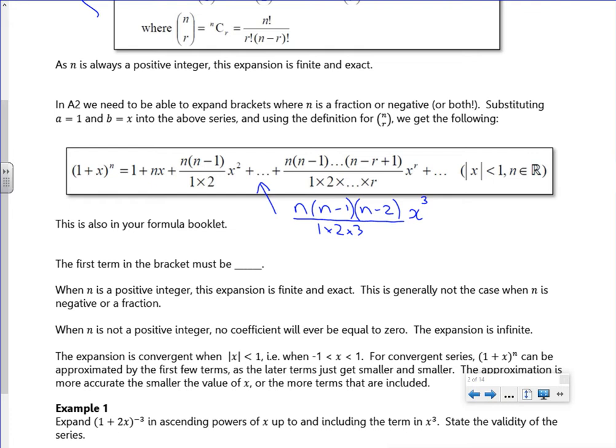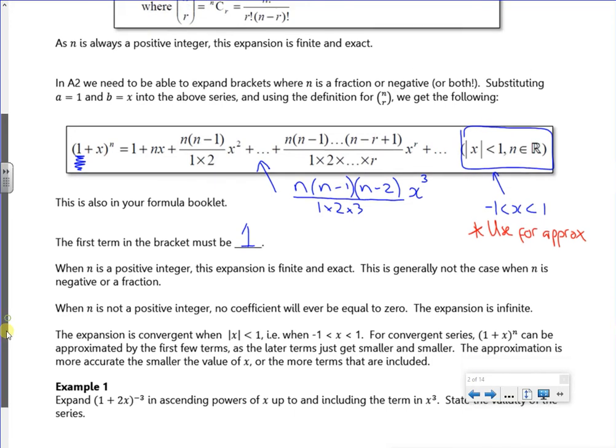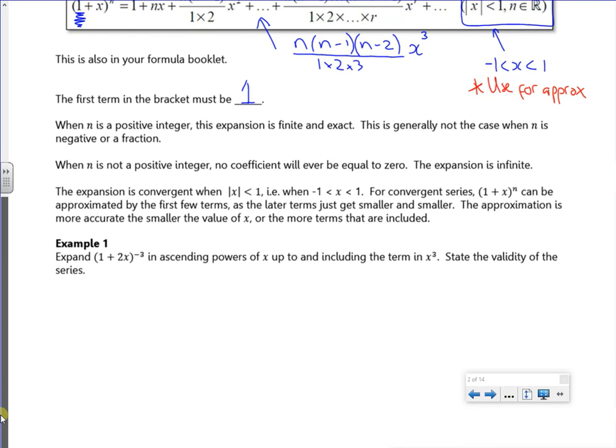Now the important bit for this formula is that there has to be a 1 there. The first term in the bracket must be a 1. It's okay as long as my x value is between plus or minus 1, so minus 1 is less than x is less than 1. The reason for this is that we use it for an approximation. It's how your calculator works out square roots. It doesn't have a magic table of square roots. It uses a binomial approximation, but the x value it uses when it subs in has to be really small to make it work nicer.